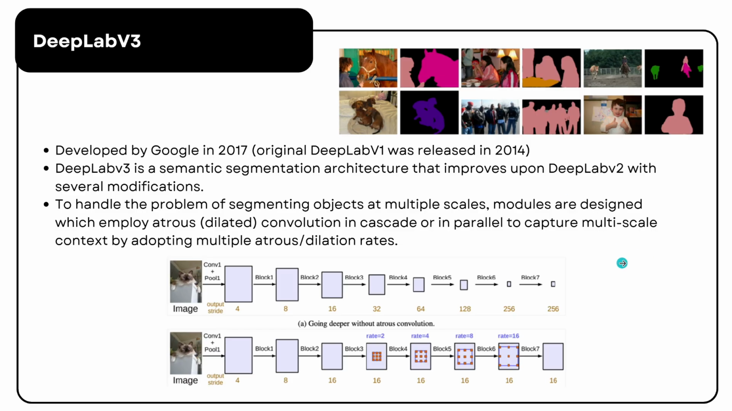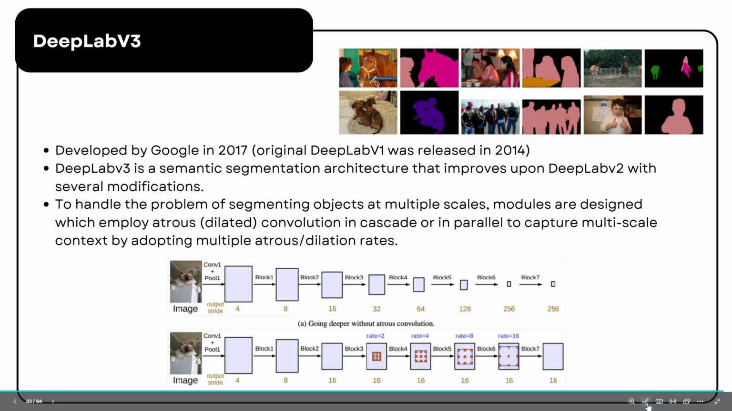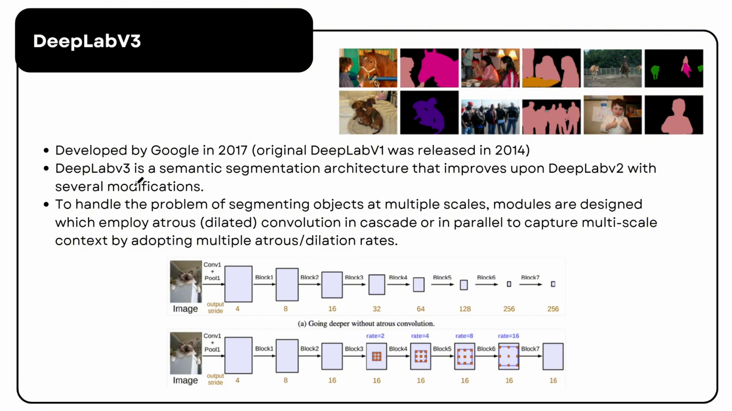So DeepLab V3 is a semantic segmentation architecture, which means it focuses on labeling every pixel in an image according to the object class. What sets DeepLab apart is its ability to handle objects at multiple scales. This is a common challenge in real world images.